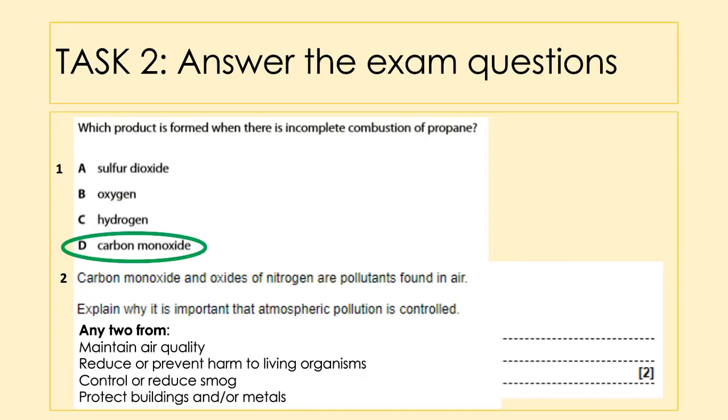Okay, so there's your answer. Hopefully you've got carbon monoxide for question 1. And for question 2, explain why it's important that atmospheric pollution is controlled: either maintain air quality, reduce or prevent harm to living organisms, control or reduce smog, or protect buildings and/or metals. Each one of those is worth 1 mark.